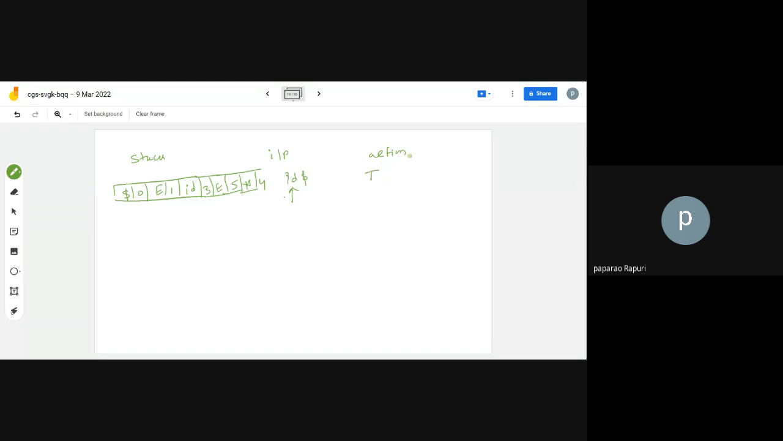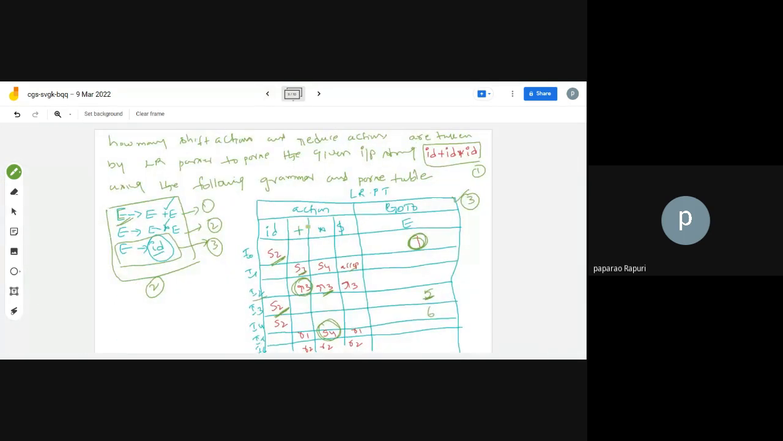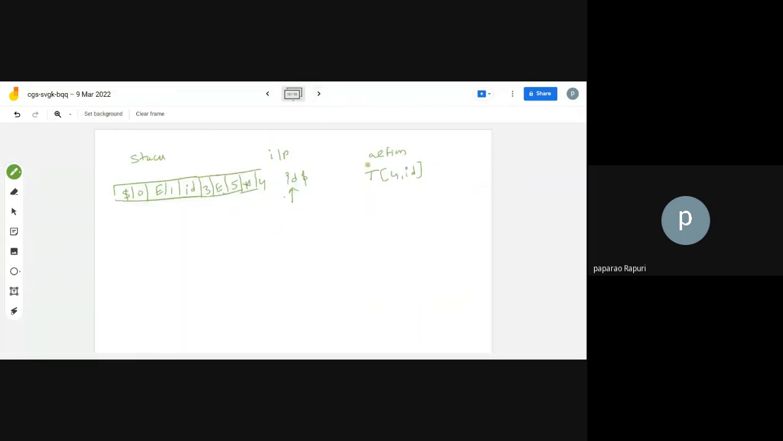Now T of 4 comma ID. Go to the table. 4 comma ID is S2, sir. Again shift. So do the shift operation: 0 E 1 ID 3 E 5 star 4 ID and 2, because here we are having 2, sir.